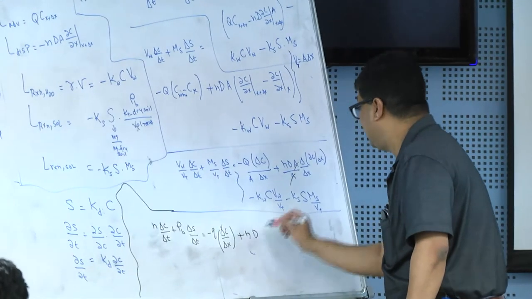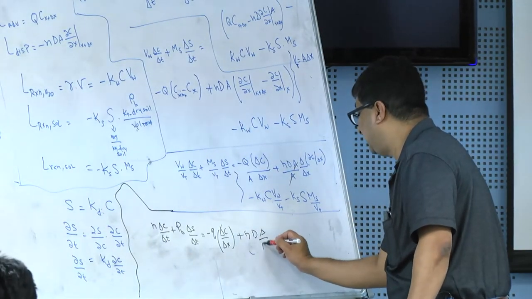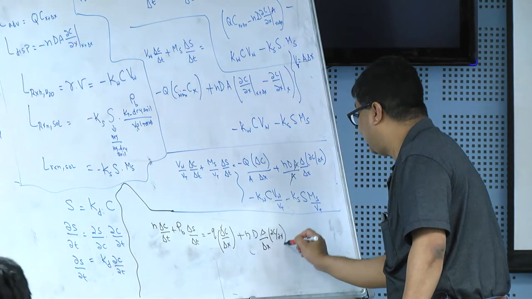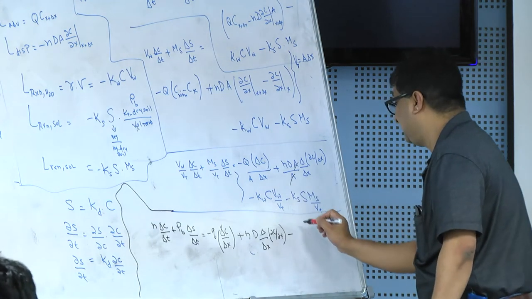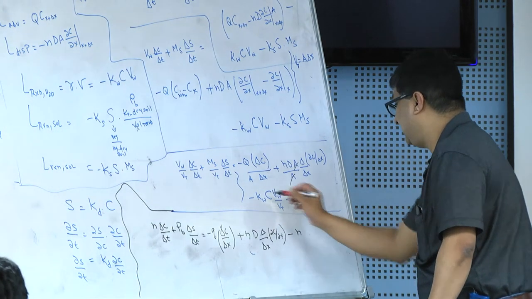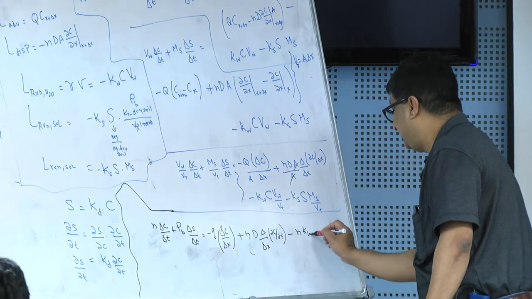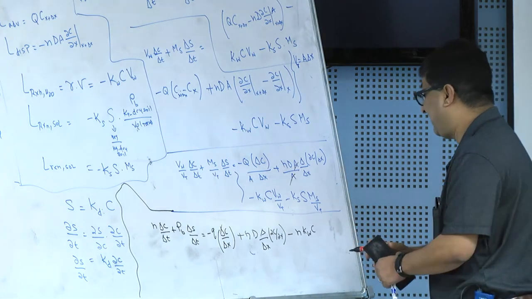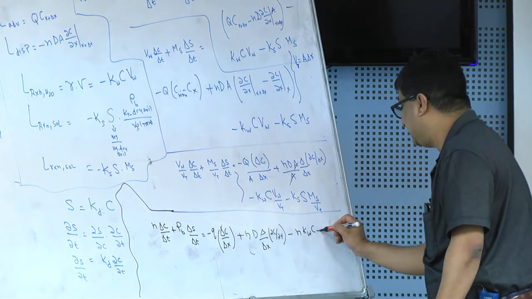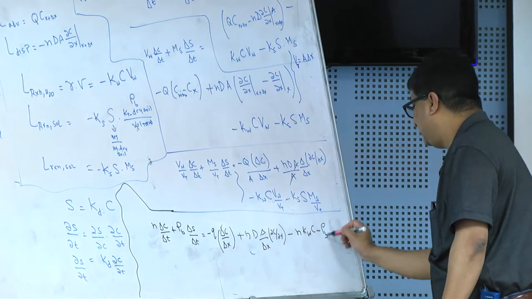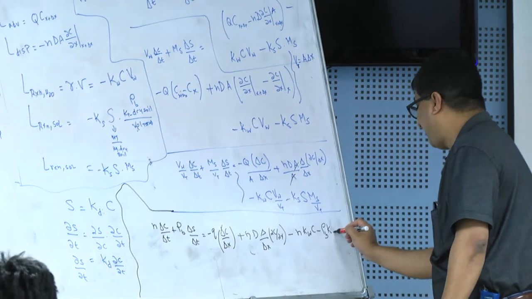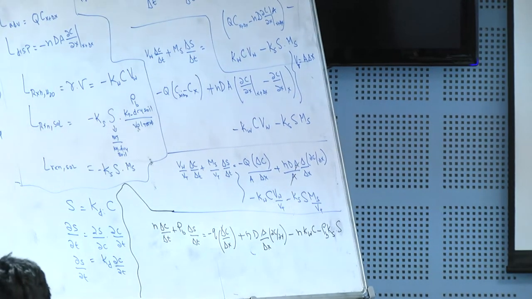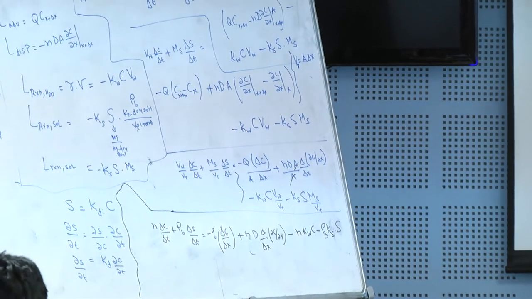N D del over del X, del C over del X, minus N Kw C, right, minus rho B Ks times S, okay.